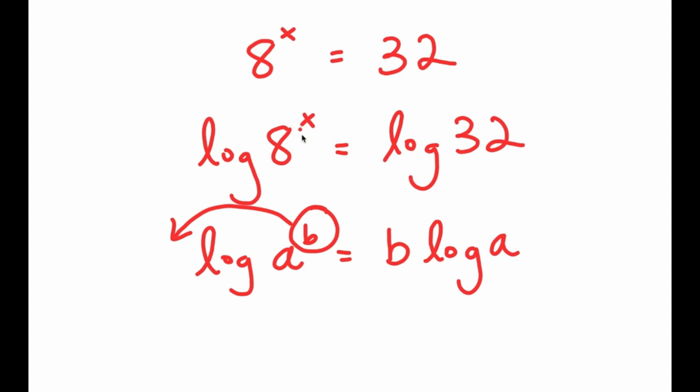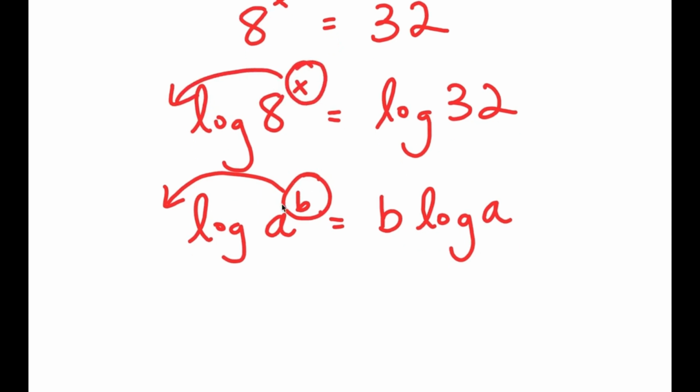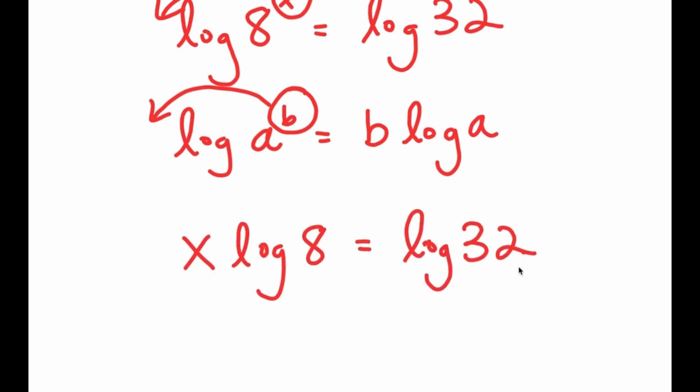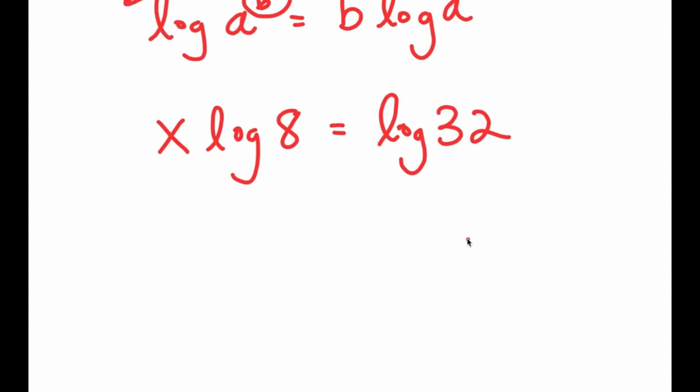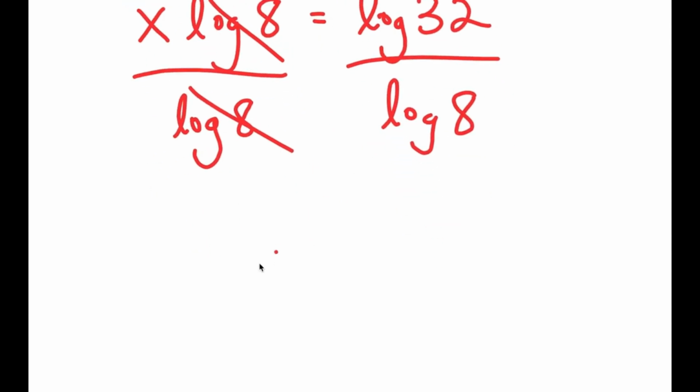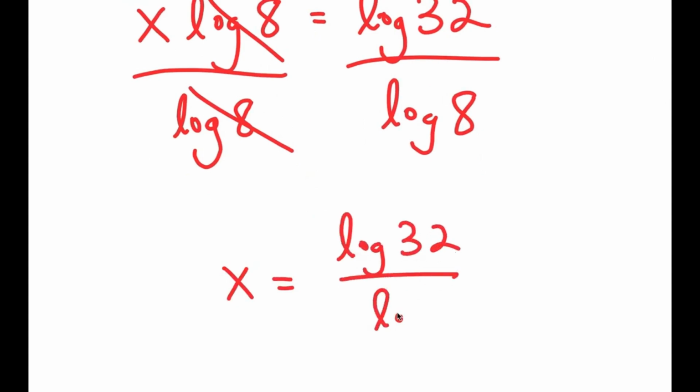So now in the case of log 8 to the power of x, we can think of x as b, so we can move x to the front of the logarithm. So I get x times log of 8 is equal to log of 32. Now, from here, I'm going to divide both sides by log 8 because we want to isolate x, because that's what we're trying to find the value of. So now these two cancel out, and I get x is equal to log of 32 over log of 8.